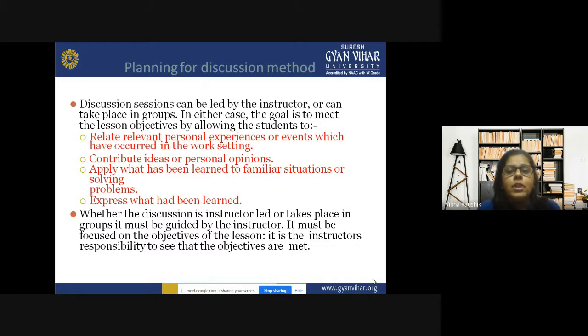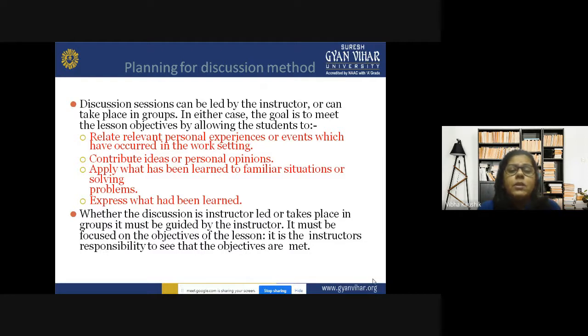Discussion session can be led by the instructor, or it can take place in groups. In either case, the goal is to meet the lesson objective by allowing the students to. Whether the discussion was led by the instructor or the teacher or by the student, in both the cases, we want to meet the learning objectives.